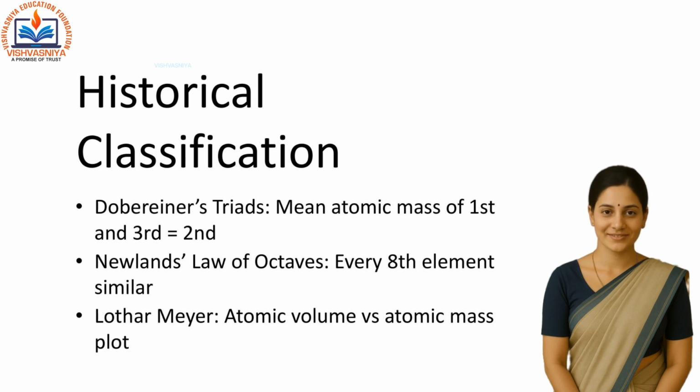Newlands' law of octaves, 1866. Every eighth element had similar properties when arranged by atomic mass. But it only worked well for lighter elements. Lothar Meyer plotted atomic volume against atomic mass and showed that properties were periodic functions of atomic volume.